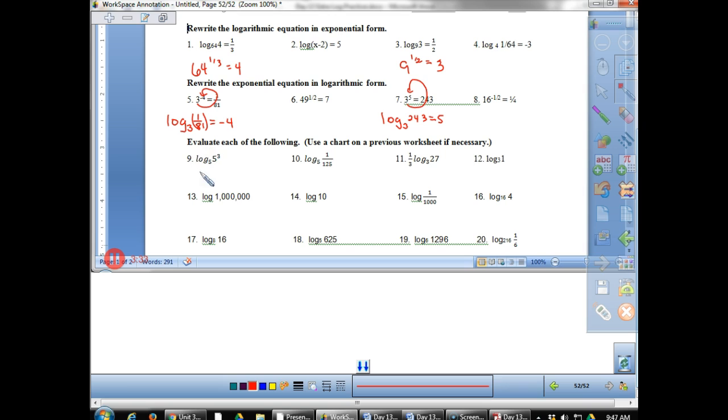The property right here basically says that I can bring the power down front. So it's 3 times log base 5 of 5. Well, we know this log base 5 of 5 to be 1. So this is just going to give me a 3.